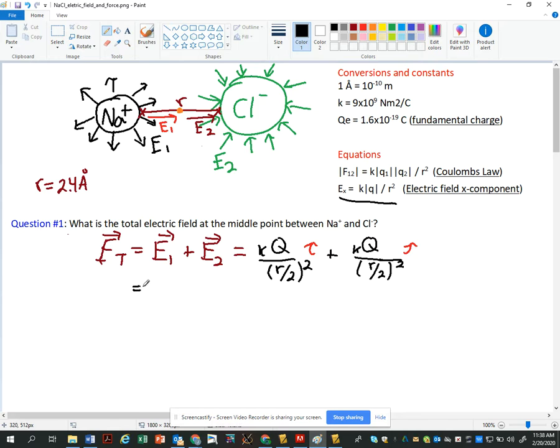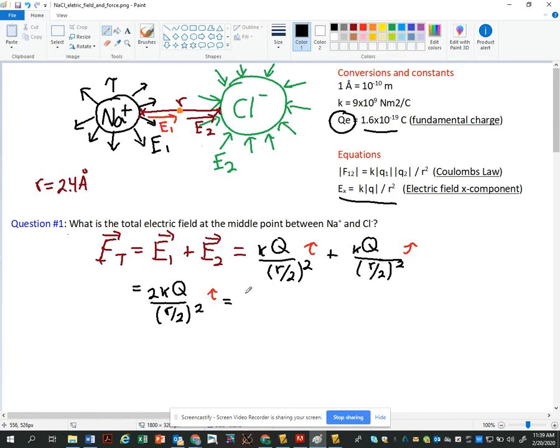So substitute. Now, Q is the same for both of them because consider that sodium lost one electron and chlorine gained that electron, so the charge for them is the same, which is the fundamental charge, 1.6 times 10 to the negative 19. So I'm going to write here now, total electric field will be twice kQ over (r over 2) squared, adding them up in the x direction.